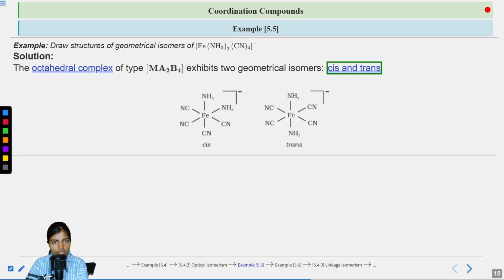So the structure of these geometrical isomers is this: the iron arranging the two ammonia adjacent to each other, and the other positions occupied by cyanide ligands, so this is the cis form. And when the iron is arranging the two ammonia opposite to each other, and the other positions are occupied by the cyanide ligands, then you are getting the trans form of geometrical isomers of this complex, Fe(NH3)2(CN)4 whole negative. Okay, so these are the respective geometrical isomers for this complex, the cis and the trans.